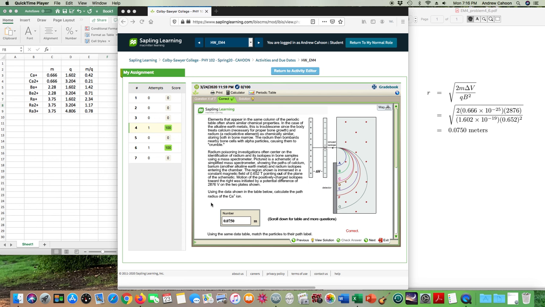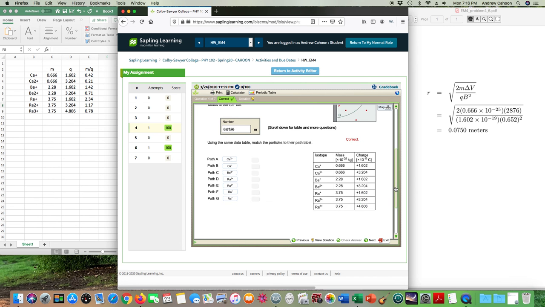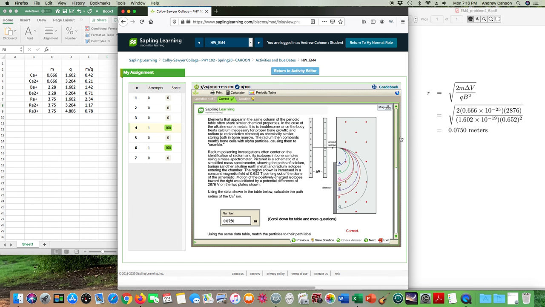Okay, so this problem has two parts. The first is to figure out the radius, and so I plugged in the numbers for the calcium plus ion using the data on the table here. It has a mass of 0.666 times 10 to the minus 25 kilograms. The voltage is this number, 2876.